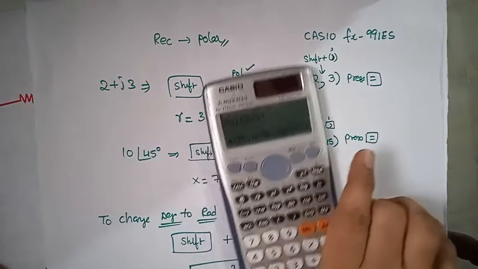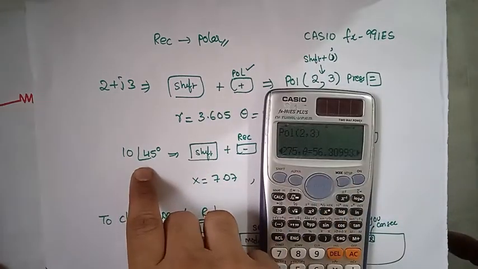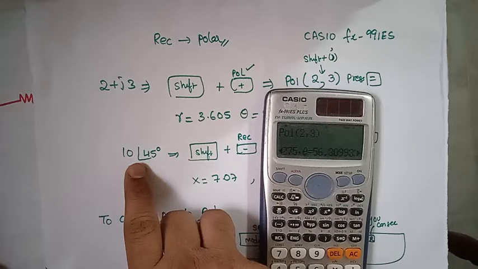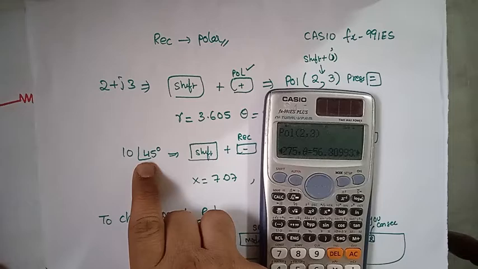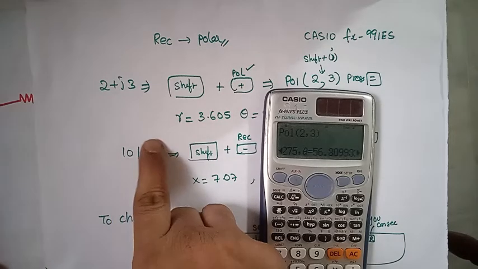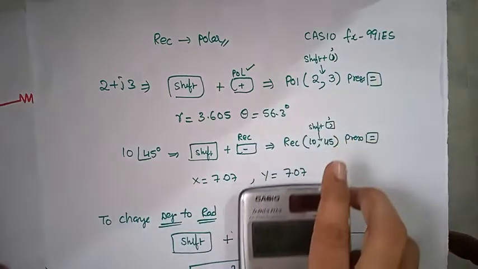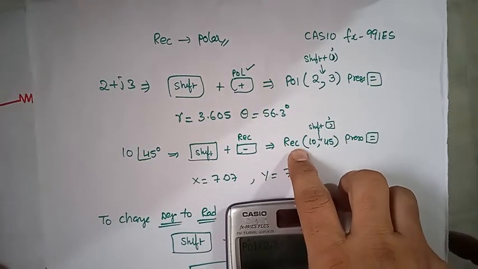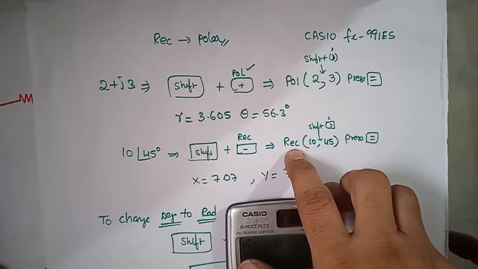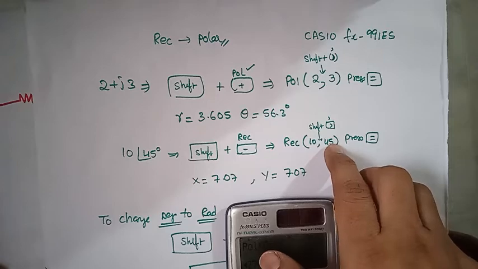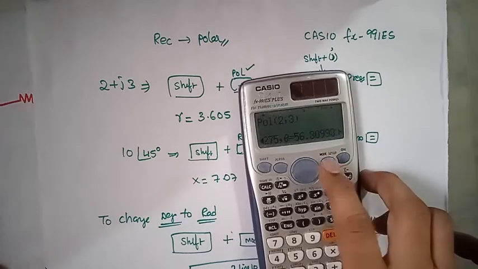Similarly, if I want to convert a polar form into rectangular form, generally the rectangular form is a plus jb, where a is equal to 10 cos 45 and b is equal to 10 sin 45. To use this calculator to convert 10 at an angle of 45 into rectangular form, we need to use the command Rec, and insert the magnitude and phase angle. Remember, before doing this, ensure that your calculator is in degrees.